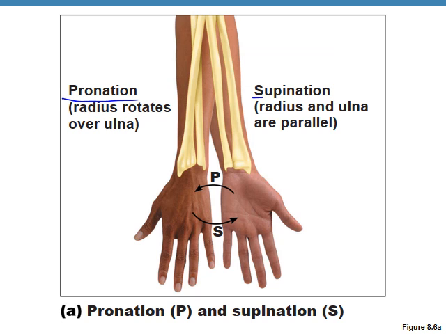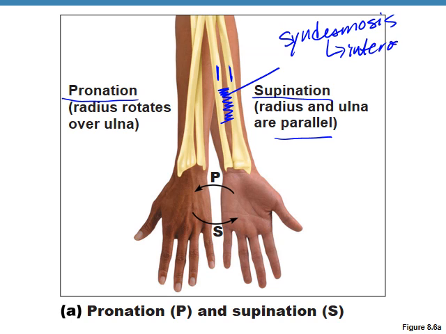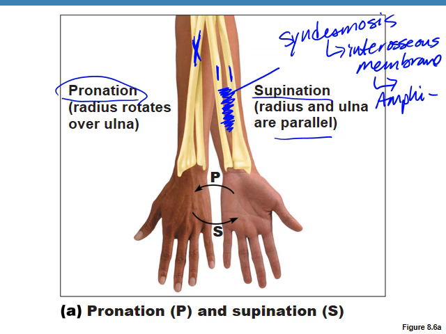Here's the example of pronation and supination. You can see the radius and ulna are in parallel. Remember that in between here we had that fibrous joint, syndesmosis. It was called interosseous membrane. And we said it was slightly movable and we called it amphiarthrotic. You can see how this gives stability to the alignment, but also allows for some movement because now we have the radius crossing over the ulna when we're in pronation.